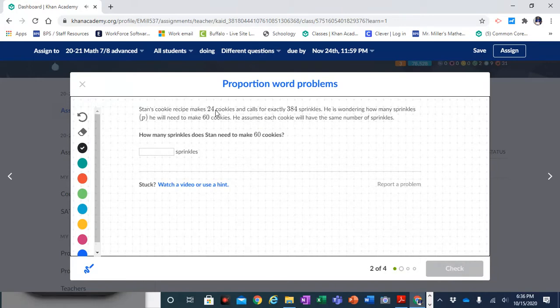Stan's cookie recipe makes 24 cookies and calls for exactly 384 sprinkles. He is wondering how many sprinkles P he will need to make 60 cookies. He assumes each cookie will have the same number of sprinkles. How many sprinkles does Stan need for 60 cookies? So this time, just because the number that was bigger was sprinkles, I'm going to do sprinkles divided by cookies. So that would mean that in this situation, I'm going to do 384 divided by 24.